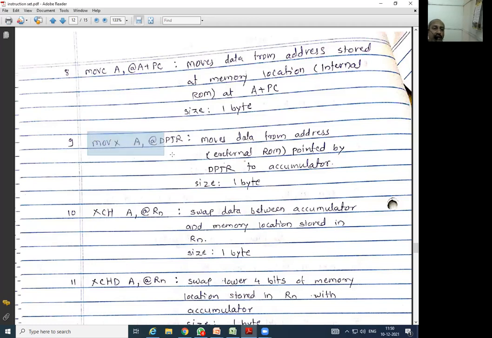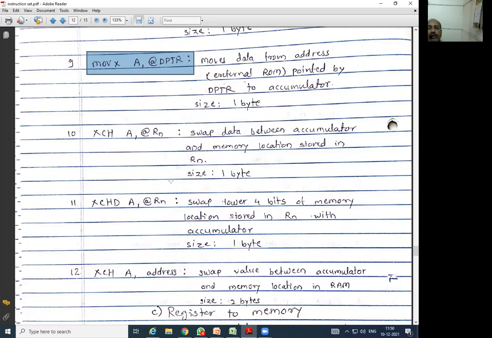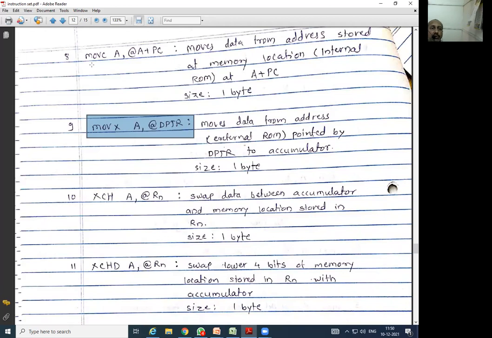Similarly, for MOVX A, @DPTR, what it is doing, it moves the data from an address that is external. So one point to be noted: MOVC is used for the internal address and MOVX is used for the external address. That I forgot to tell at the time of last when we saw the C and X instructions. So what is the difference? MOVX is related with external address and MOVC is related with internal address.